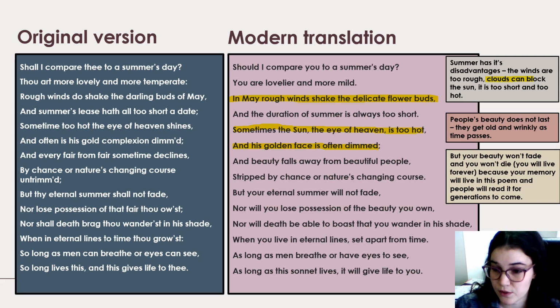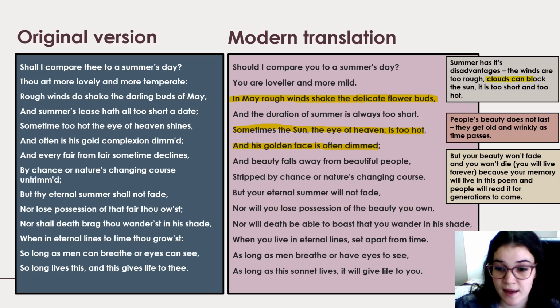So here it is too hot and summer is too short. Those are the disadvantages of the summer's day. That's why this comparison is not a good one, because summer has its disadvantages. Then it says, people's beauty does not last. They get old and wrinkly as time passes.